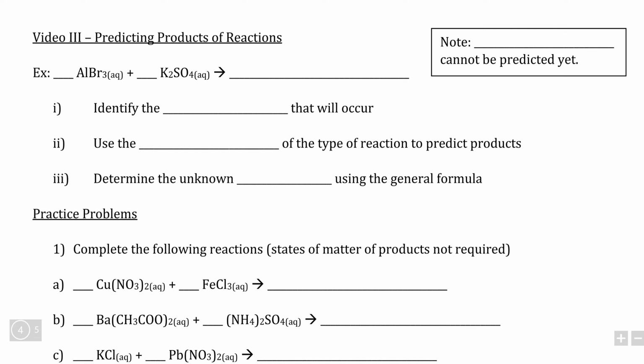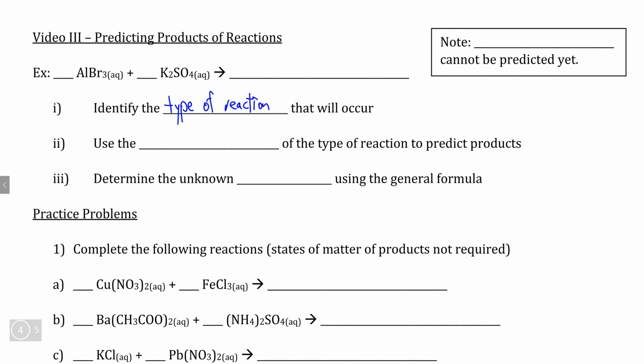In our final video of the chemical reactions unit, we're going to look at how to solve the most difficult type of problem in the entire unit, that being using the reactants in order to figure out what the products of a chemical reaction are going to be. The first step is to figure out what the type of reaction is that's going to happen, because based on this, we can predict what the products are going to be.